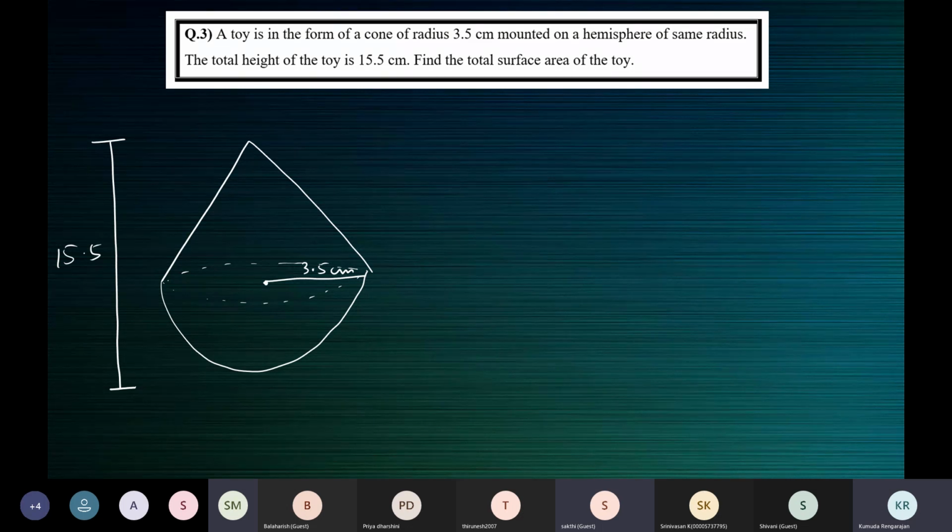See, you should not get deceived by the word total surface area. Total surface area does not mean you should use all total surface area formulas. Total surface area is all the area that is available on the toy, that is, the area which can be painted.